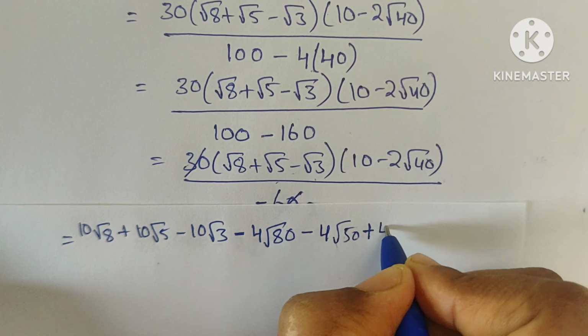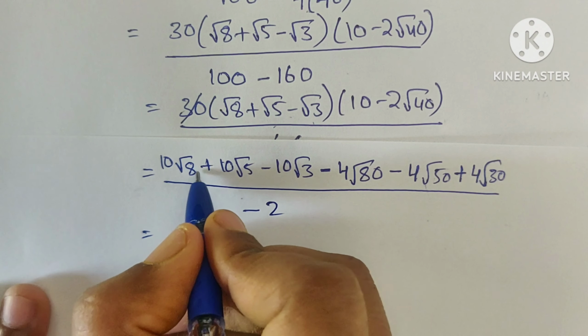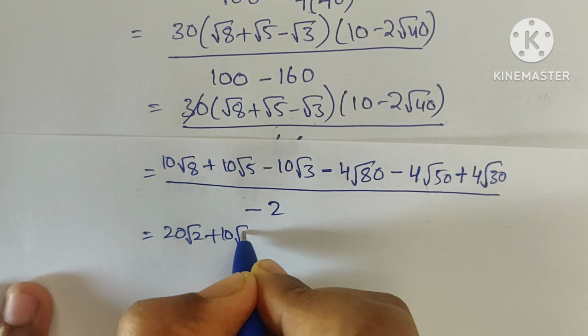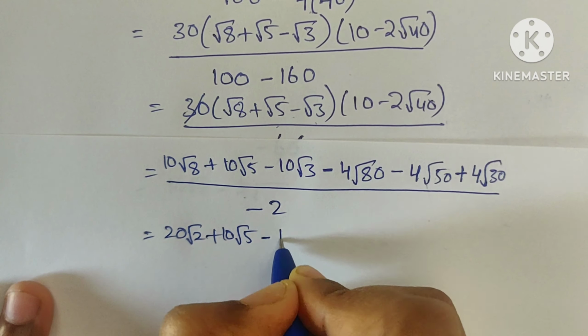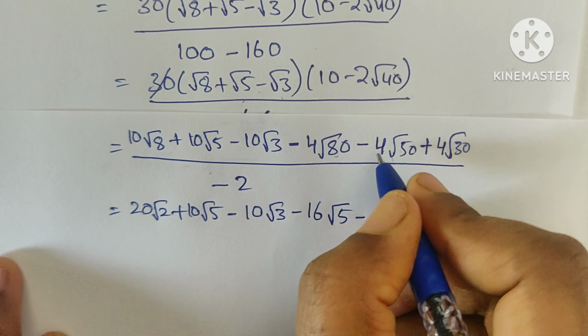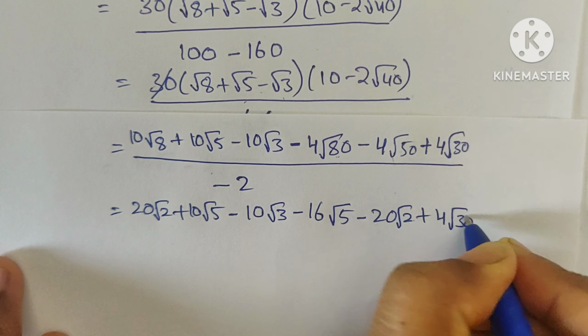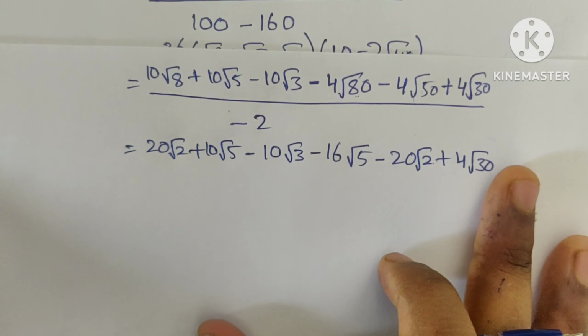So now, here 10 square root of 8 we can write as 4 times 2, square root of 4 which is equal to 2, so 2 times 10, 20 square root of 2, plus 10 square root of 5 minus 10 square root of 3, so minus, so here square root of 80 we can write as 16 times 5, so square root of 16 which is equal to 4, so 4 times 4, 16, so 16 square root of 5, minus, so here 25 times 2, so square root of 25 which is equal to 5, 4 times 5 which is equal to 20, so 20 square root of 2 plus 4 square root of 30. So now divided by minus 2.